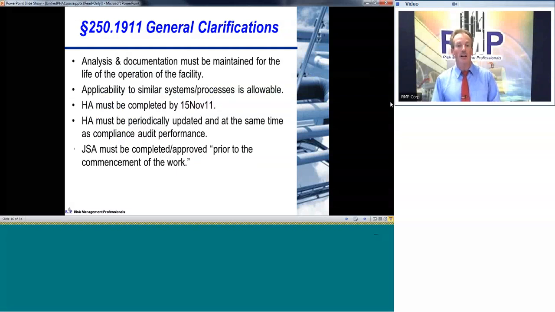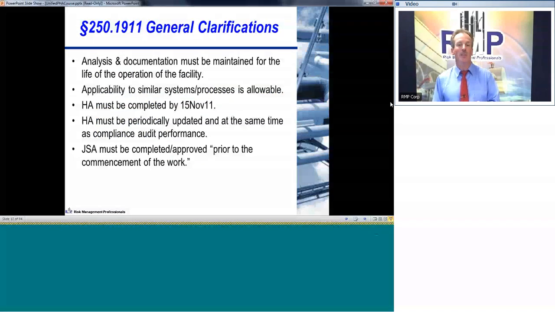Other key clarifications that are provided in the SEMS regulations are that analysis and documentation must be maintained for the life of the operation of the facility. You can take applicability to similar systems and processes. If you have a number of platforms with the same kind of system, you can take a good, thorough analysis of one and validate it for others.